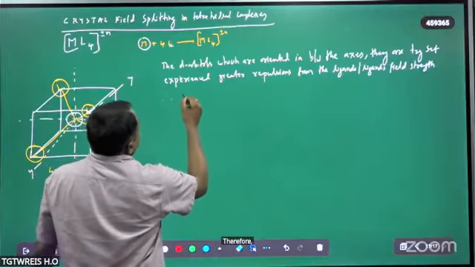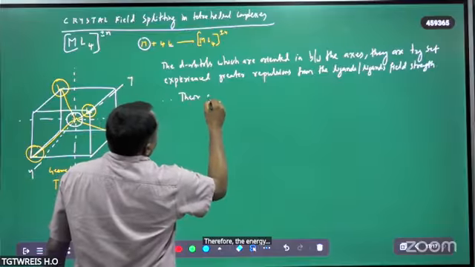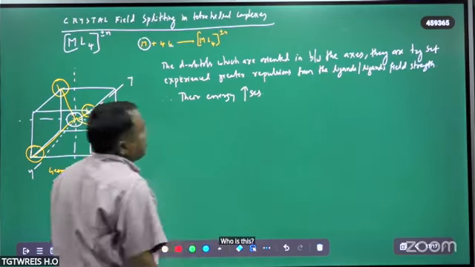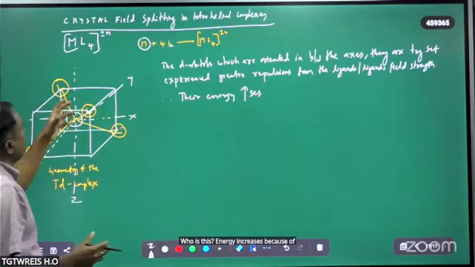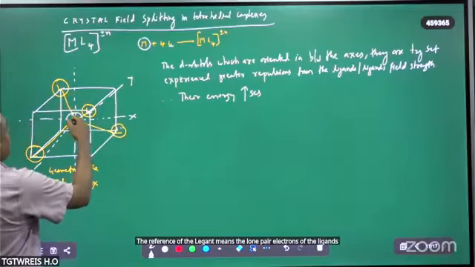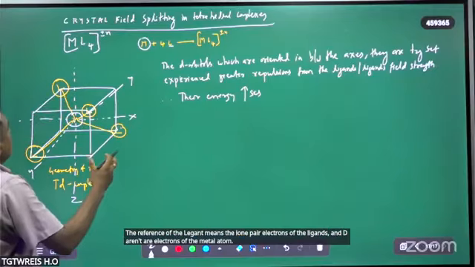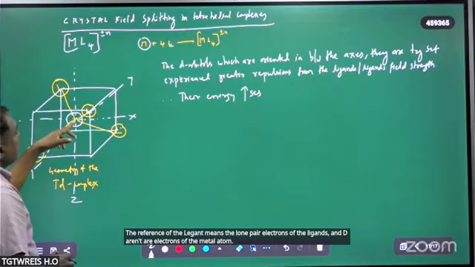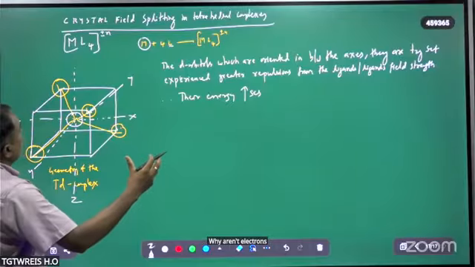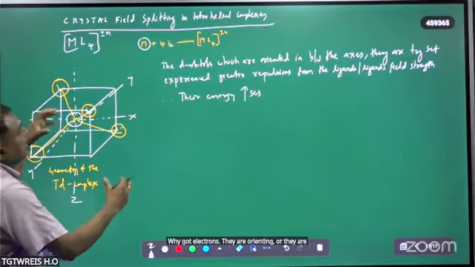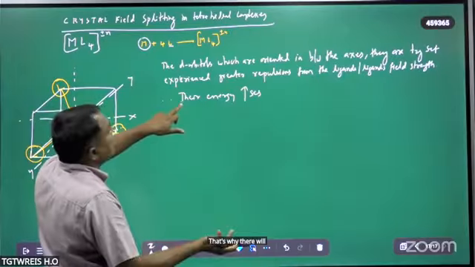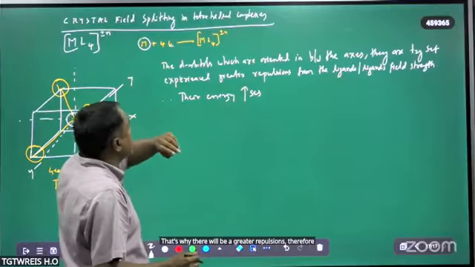Therefore, their energy increases. Their energy increases because of the electrons of the ligands, meaning the lone pair electrons of the ligands, and the d orbital electrons of the metal atom. The ligand electrons are approaching in between the axes. That's why there will be greater repulsions, therefore their energy increases.